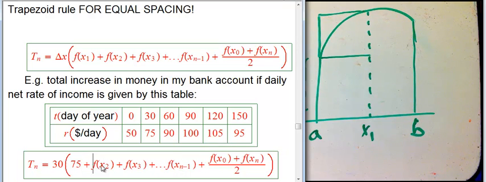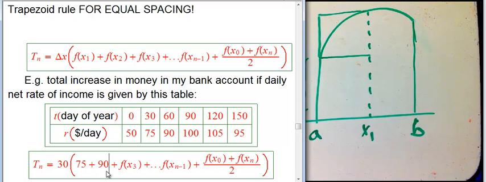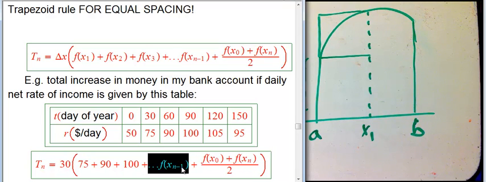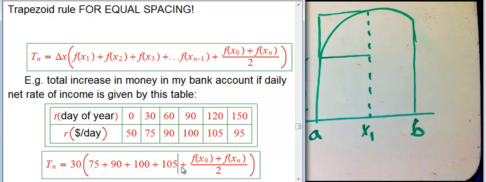So I got $75 on the 30th day. And so I'm basically assuming that for about 30 days around the 30th day, I'm going to get about $75. That's the best estimate. Similarly for 90. Similarly for 100. And similarly for 105. Okay, and if I had more data points, I would have a bigger sum in here. So that's all of the interior data points counted full strength.